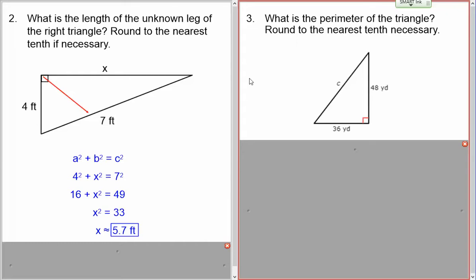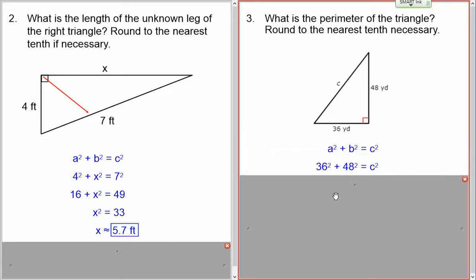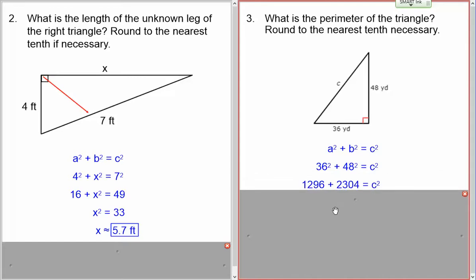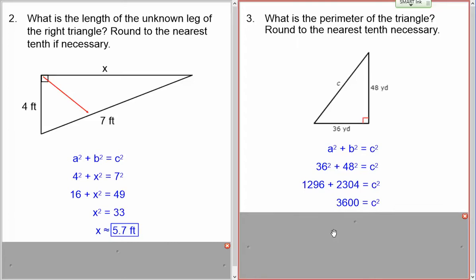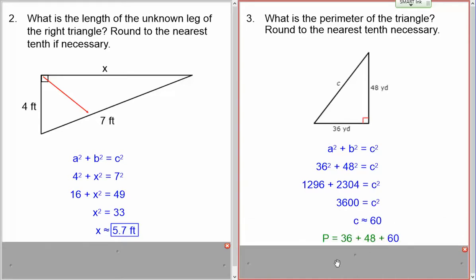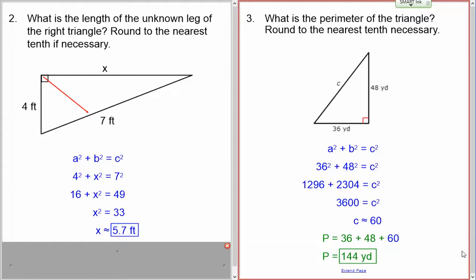Perimeter of this triangle. Well, before we can find the perimeter, we've got to know that third side. So we've got to find that hypotenuse. 36 squared plus 48 squared equals c squared. That's 1296 plus 2304 equals c squared. So the square off the hypotenuse would have an area of 3600, and the third side would be about 60 yards. The perimeter is the sum of the three sides, which is 144 yards. So there's just that added step of adding the three sides together to get the perimeter.